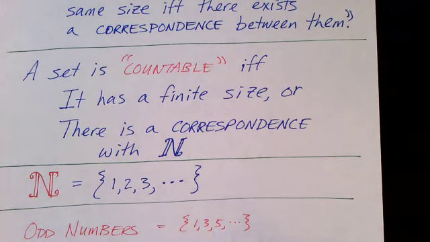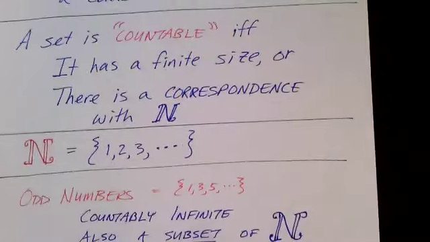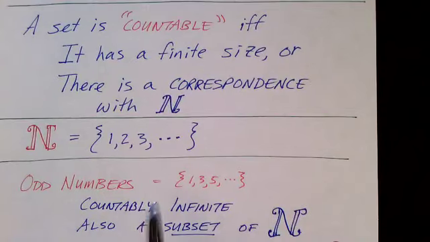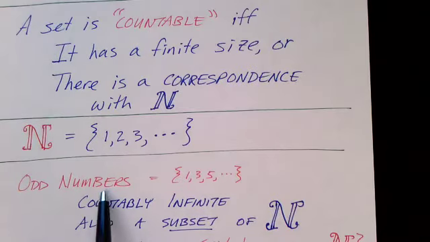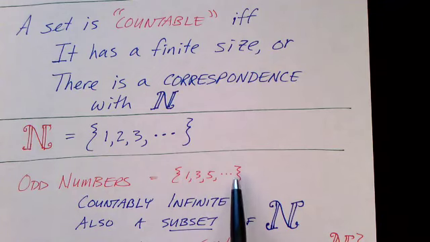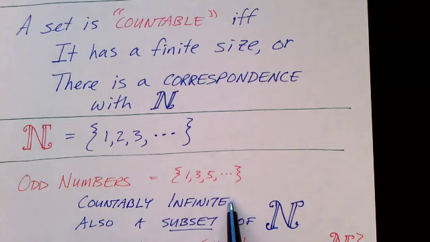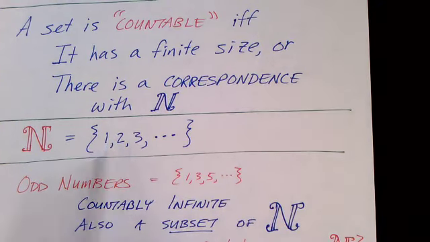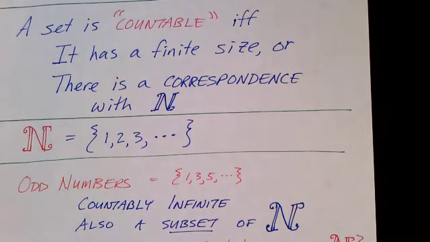So here's the first example of this: the set of odd numbers. Okay, 1, 3, 5, 7, and so on. This set is countably infinite because we can put it into a correspondence with the set 1, 2, 3, and so on. In fact, let me show that correspondence.